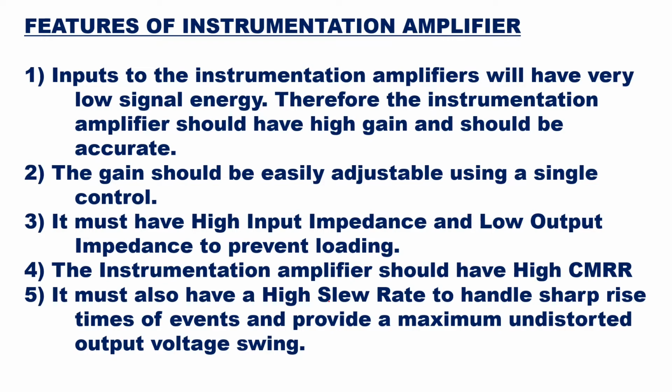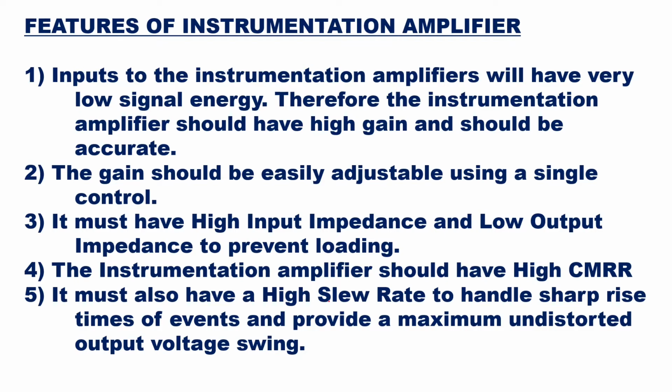Second, the gain should be easily adjustable using a single control. When we see the circuit diagram, we will see that there is a single resistance by which you can adjust the complete gain of the amplifier. Number 3, it must have high input impedance and low output impedance to prevent loading. Number 4, it should have a high common mode rejection ratio, CMRR, so that noise and other interferences can be rejected. Number 5, it must also have a high slew rate to handle sharp rise times of events and provide a maximum undistorted output voltage swing. So these are some of the features an instrumentation amplifier should have.